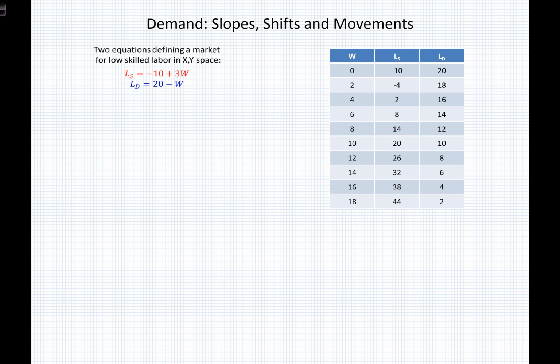So let's first take a look at the demand relationship. We're going to use the demand equation that we've used in several segments already of this module. Labor demand is equal to 20 minus the wage, or 20 minus W. I've given us a table that is informed by these two equations, labor supply and labor demand, with wages starting with 0 and increasing by 2 units of wage, or $2 of wage perhaps, and then seeing how that changes the labor supply and the labor demand.